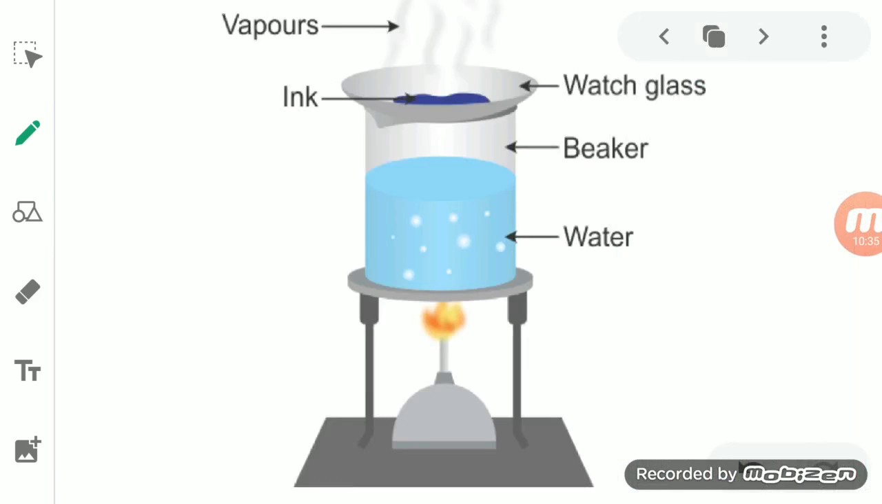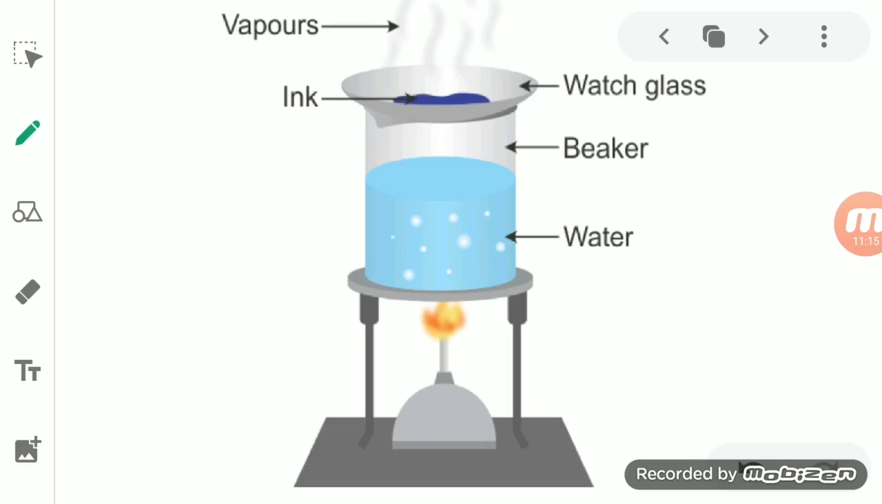Now you see here, there is another example of this process of evaporation, and that is blue ink, which is a mixture of a dye in water. Suppose an ink is there which is blue in color, and that blue ink is mixed in the water. So it is what we call a dye solution, because of the presence of the water and the ink.